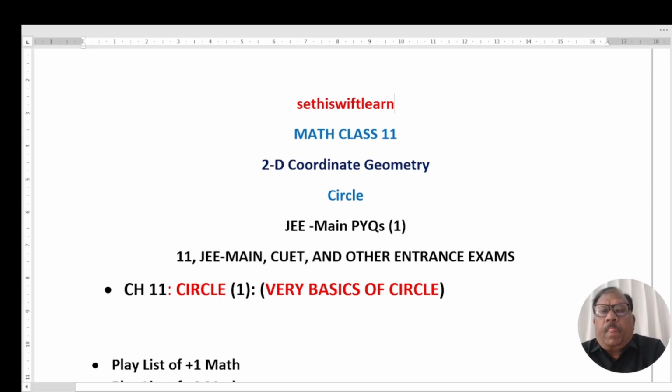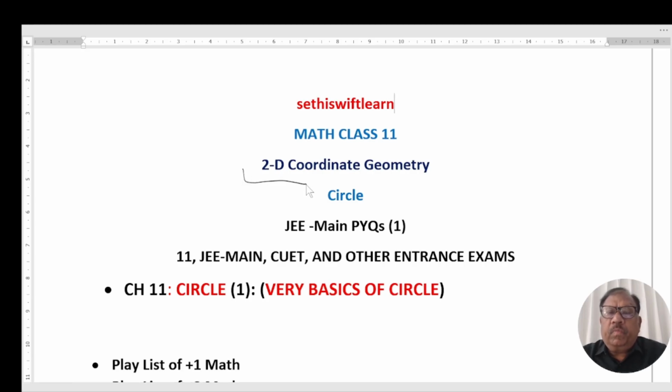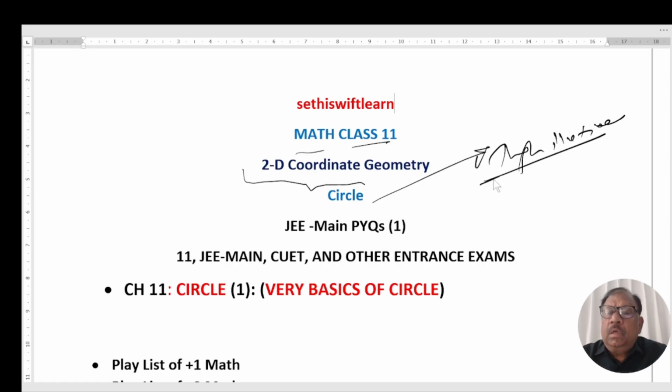Hello to everyone. In today's session of two-dimensional geometry, mathematics class 11, further concepts will be clear on circle through illustrations. Illustrations being taken from JEE Main PYQs 2025.